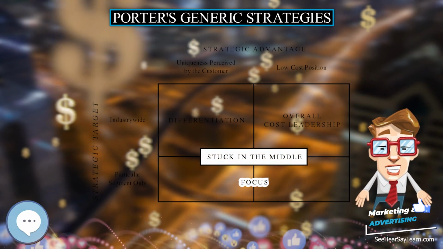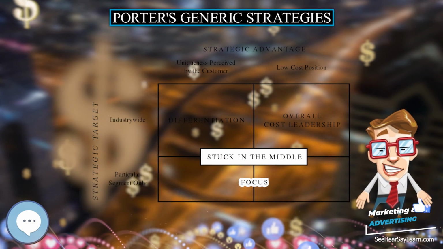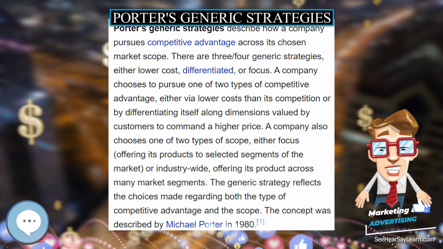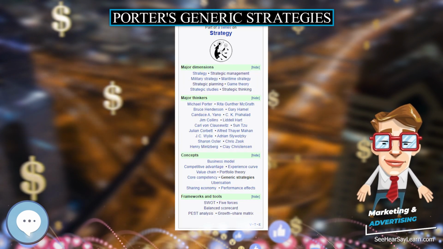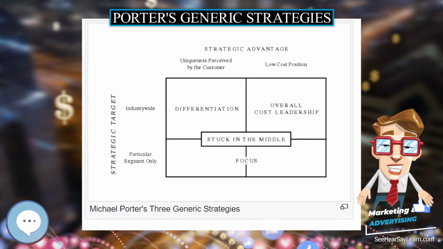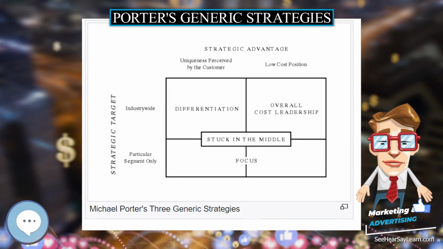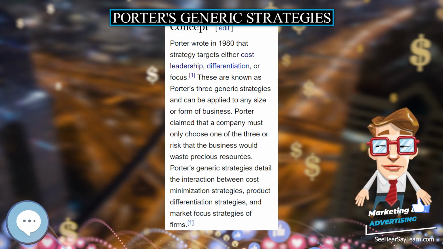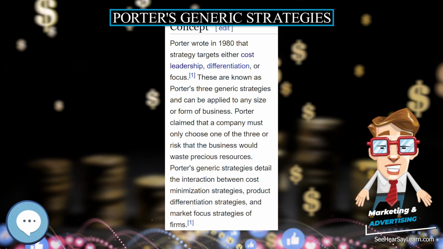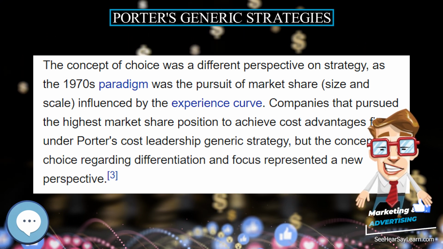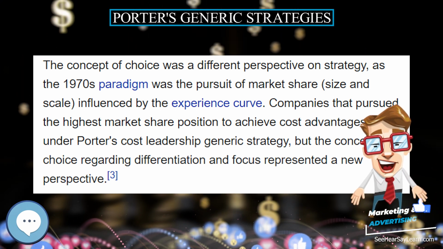Porter's generic strategies. Porter's generic strategies describe how a company pursues competitive advantage across its chosen market scope. There are 3 generic strategies, either lower cost, differentiated, or focus. A company chooses to pursue one of two types of competitive advantage, either via lower costs than its competition or by differentiating itself along dimensions valued by customers to command a higher price.